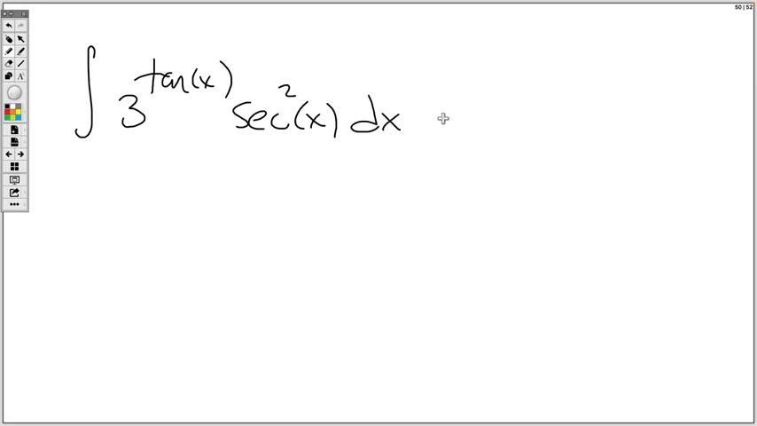And you may already recognize secant squared there as being the derivative of what? Tangent. So once again, as someone mentioned back when we were doing substitution, sometimes you can see the du sitting there. You follow? And you can work backwards to figure out what the u would be. So we'll try let u be what's in the exponent. And then we'll calculate the du.